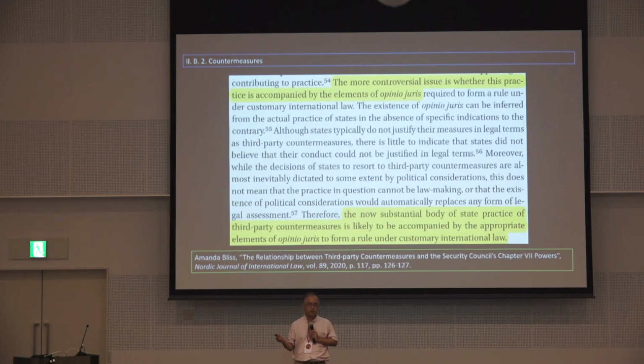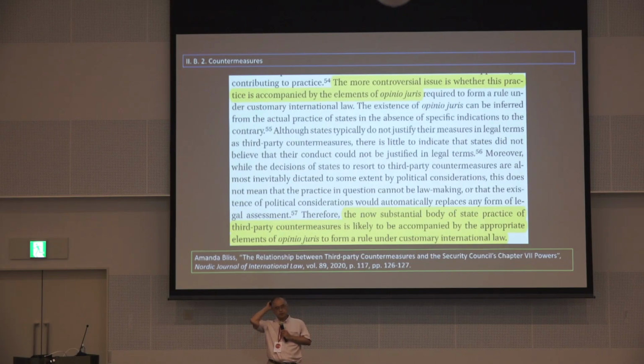Others say that, well, formally speaking, you may be right. They certainly do not say it in the absence of specific indications, but what's important is what they do. Therefore, now we can consider that customary international law has already emerged, that now we can take countermeasures. The countermeasures are justified on the basis of customary international law.